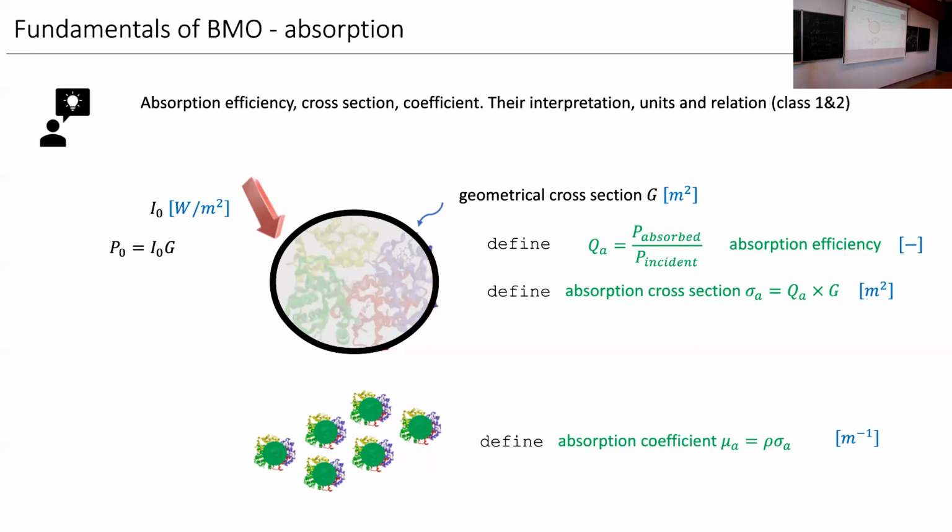So that means that anytime you can have efficiency, if you know the diameter of the particle, you can calculate the cross-section for the process. And if you know the concentration of the particles, you can calculate the coefficients for these processes. So we talked about them a lot for absorption and scattering, but also for these other processes. The interpretations are always the same.